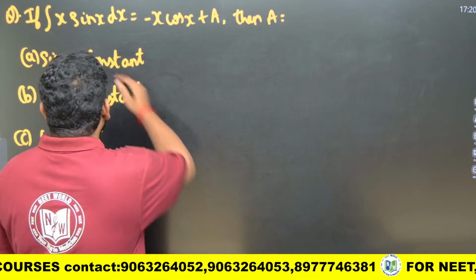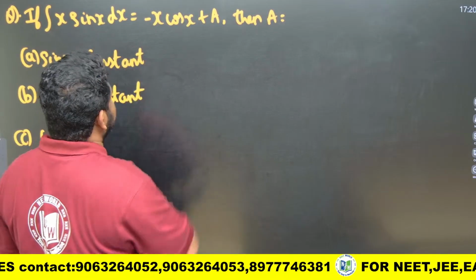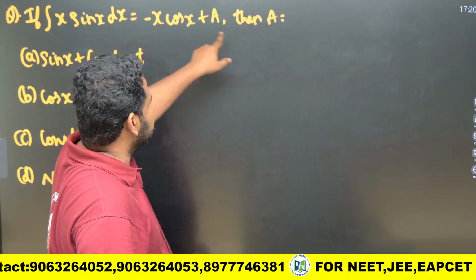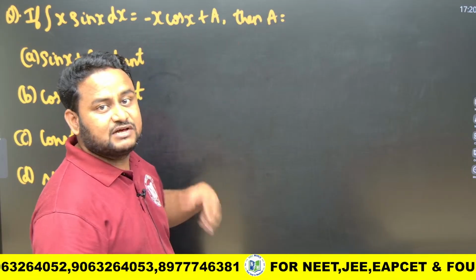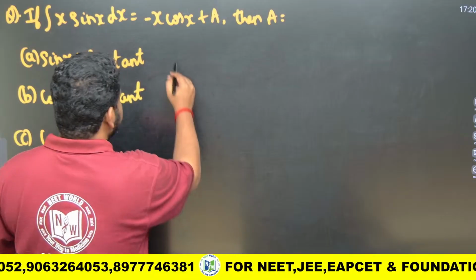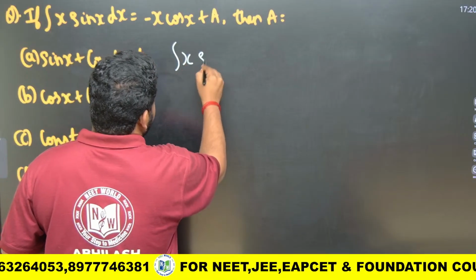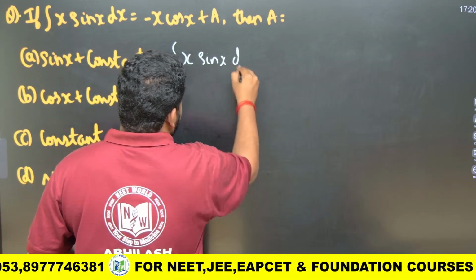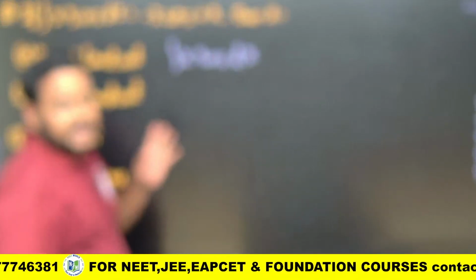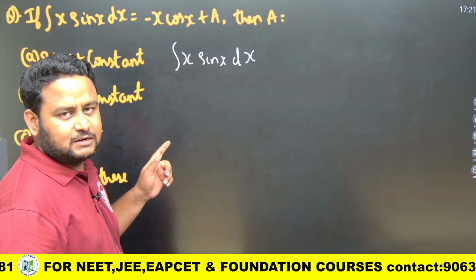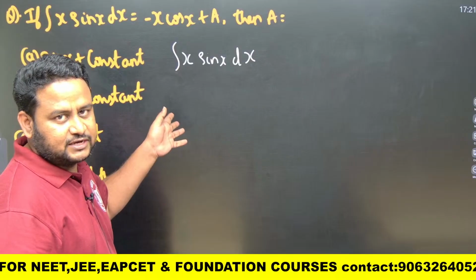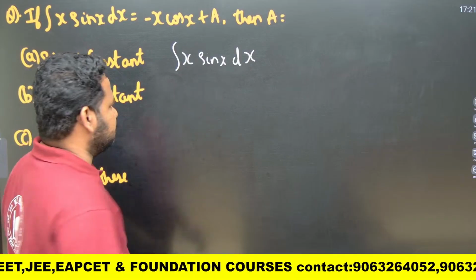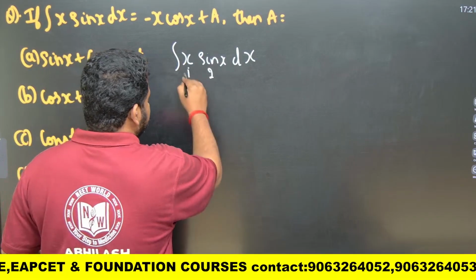Now they have given that the integral of x sin x dx is equal to minus x cos x plus a, then a is equal to what? They are asking the value of a. So here the function given is x sin x dx. As per the ILATE rule, which function comes first? Algebraic function comes first, and then trigonometric function. This is the first function, this is my second function.